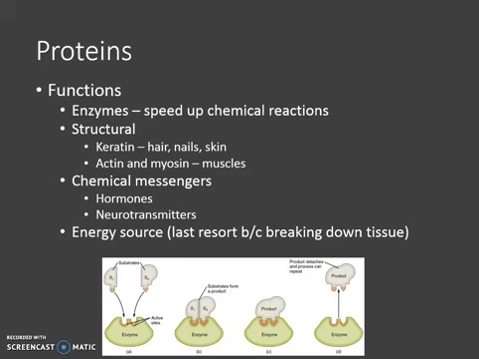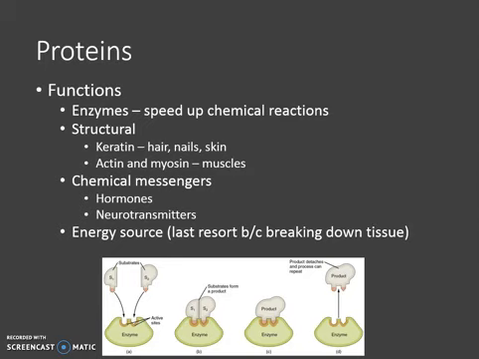Proteins can also be chemical messengers in the body. Some hormones are proteins, others are steroids, which we talked about in the other video on lipids, but some of them are proteins. Also, a lot of neurotransmitters are proteins as well. Neurotransmitters help the structures in your nervous system communicate with each other, and hormones can travel in the blood to help one part of your body communicate with another part.